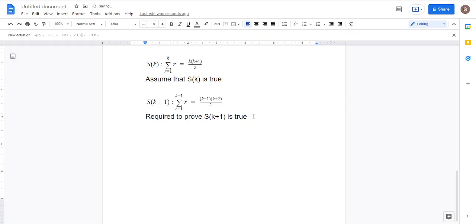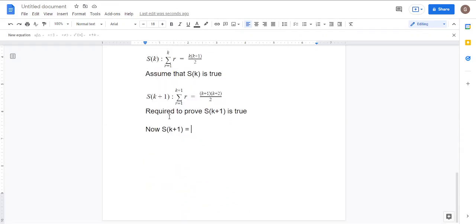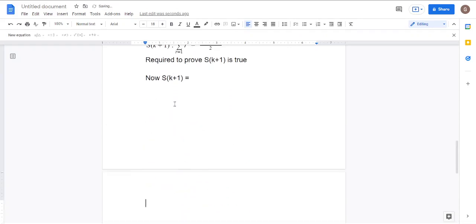So now, we're going to say that S to the k plus 1 is equal to... But one thing you need to remember here is that the sigma represents summation. Let me just go aside here so you make sure you understand this part.